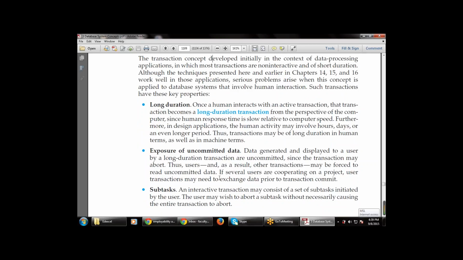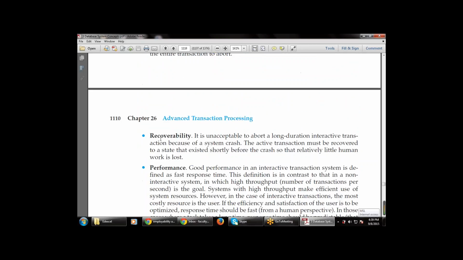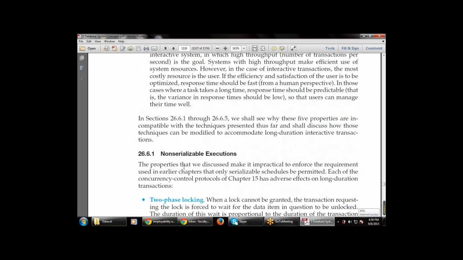The properties include long duration, exposure of the uncommitted data, subtasks, recoverability, and performance. The next is non-serializable execution. That means the data is available in a non-serialized way, whenever there is a requirement of the data. That means there is no serial order.